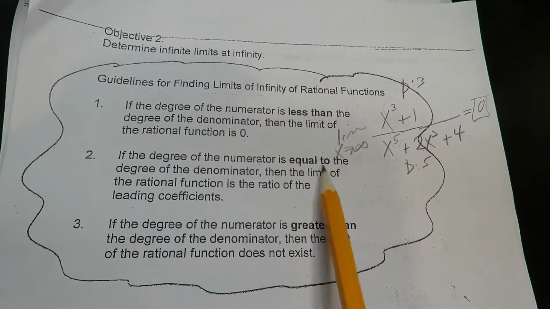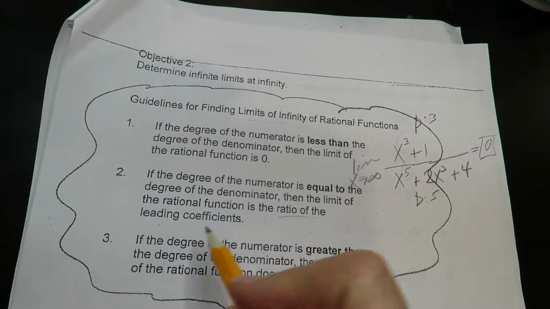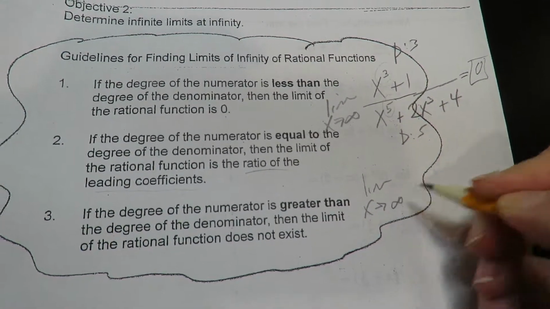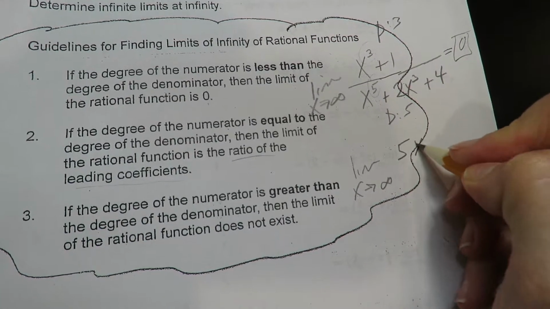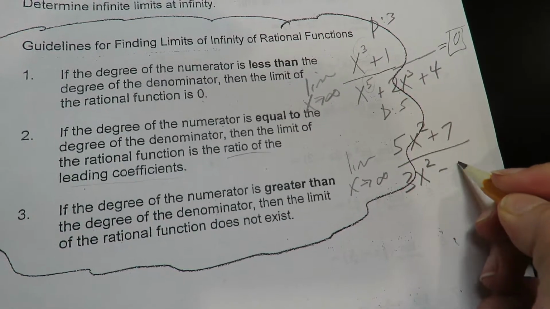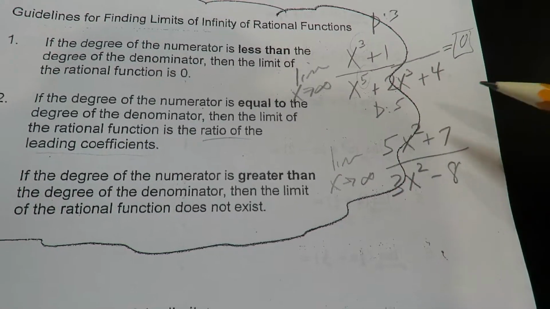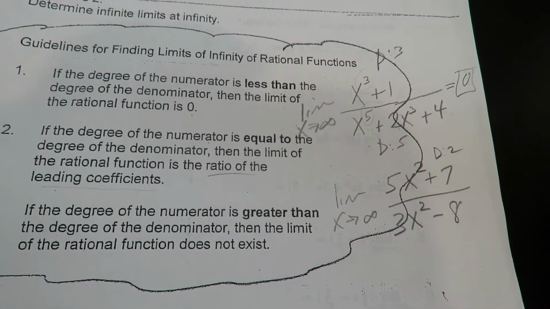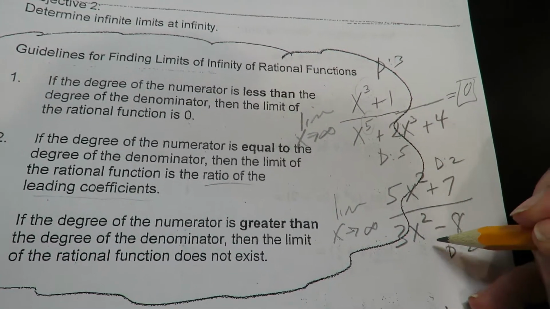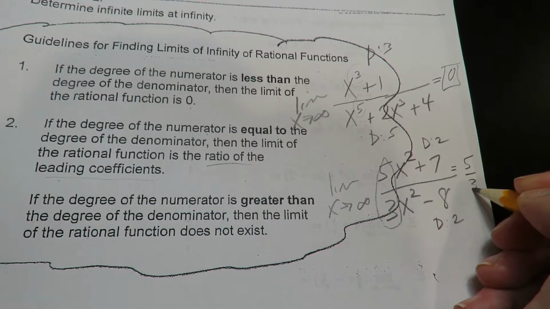Okay, now, if they're equal in degree, then it's the ratio of the leading coefficients. So that depends on the particular problem. So let me just give you a for instance. All right, now these are equal in degree. I have them both as quadratic. The top one is a second degree. The bottom one is a second degree. So when they're equal in degree, the limit will be the ratio of the leading coefficients. So this is 5/3 in the problem I just made up.